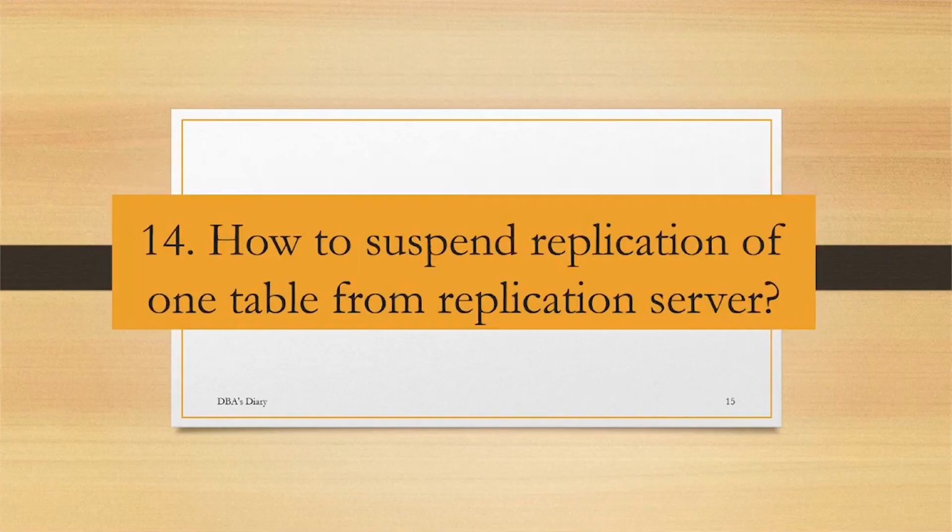Okay, so far so good. Let's move to the next question now. How to suspend replication of one table from the replication server? We have seen the suspension of replication at database level, completely stopping it, then stop and disable, and then how to stop the replication for all tables in one database. Now the next question is, I need to suspend the replication for only one table. All other tables will still be replicating except one table.